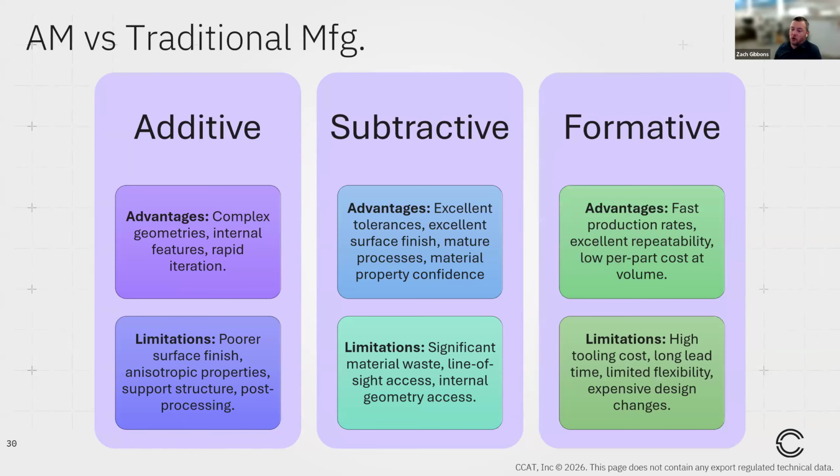And then we can compare that to formative manufacturing. This would be things like casting or injection molding: very fast production rates, very good repeatability, low per part cost at very high manufacturing volumes. But we also have downsides: very high tooling costs, extremely long lead times. I'm hearing actual examples right now of people being quoted 2 years of lead time from casting houses just to get their tools in hand. And that's just to get your tools. You haven't even made your first part. So serious lead times today if you actually want to get a new part cast.